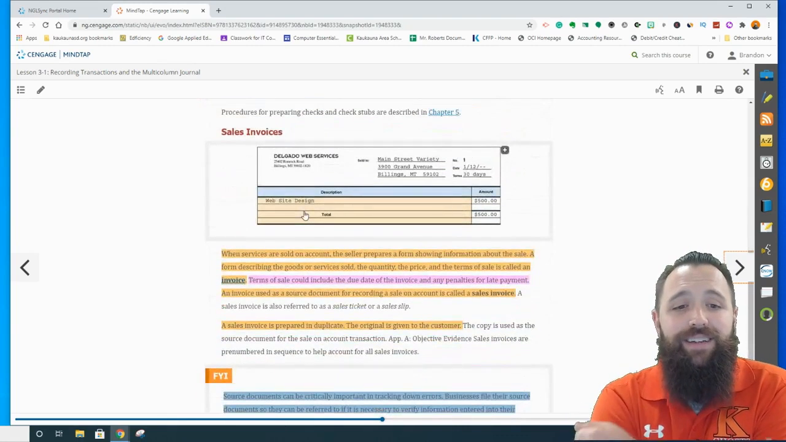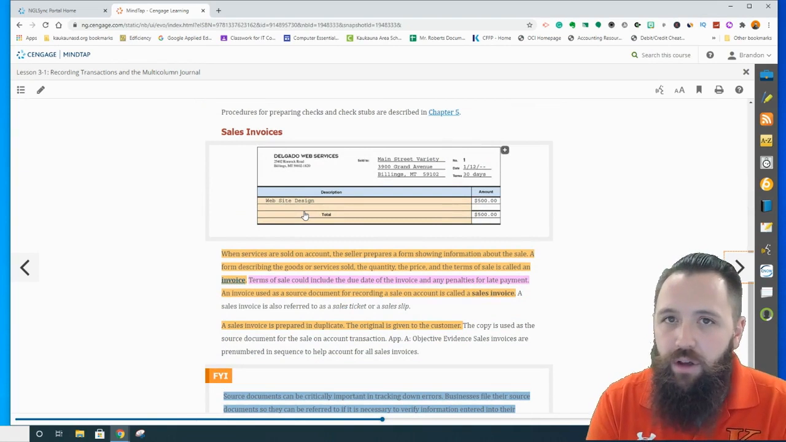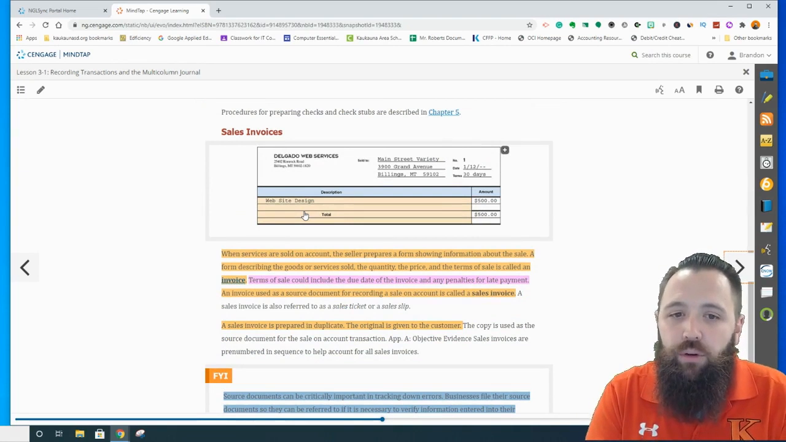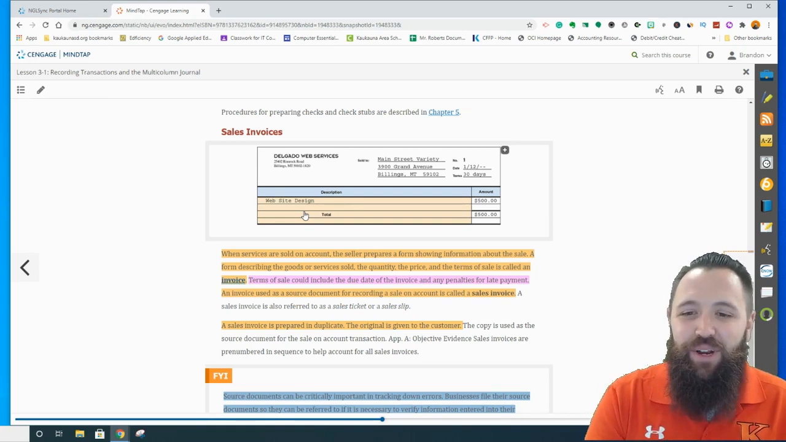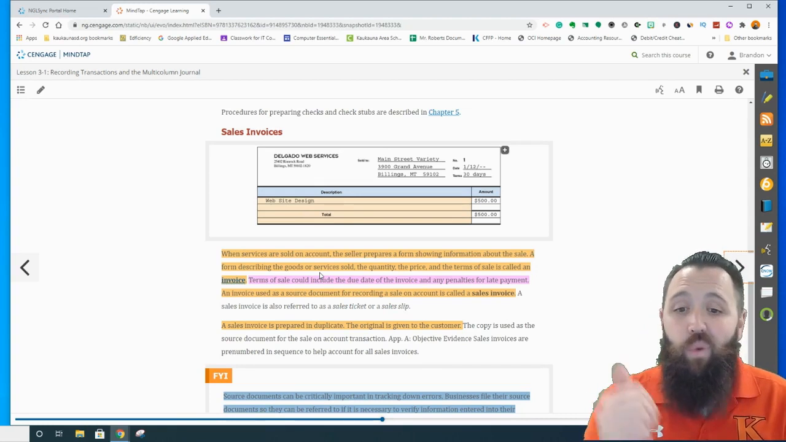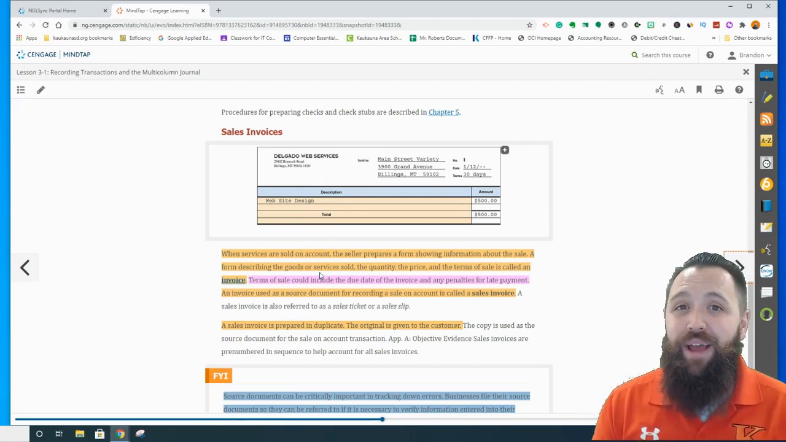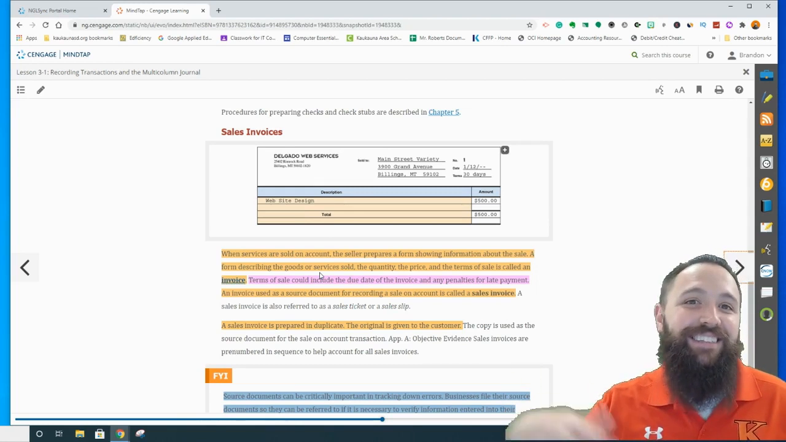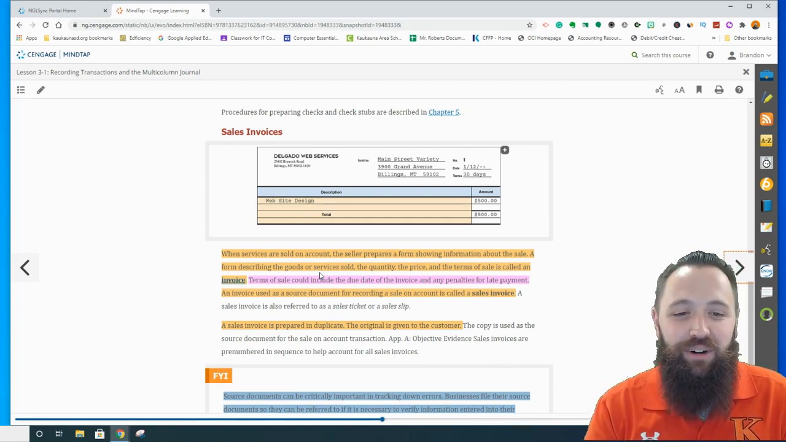The next is going to be a sales invoice. So whenever services are sold on account, well, we need to create something that shows that we sold something and somebody will pay us back later. So this is going to be our sales invoice. This form is going to describe the goods or services that are sold, the quantity, the price, and then the terms, meaning when are you going to pay us back? Are you going to pay us back in 30 days, 60 days? What does that look like?